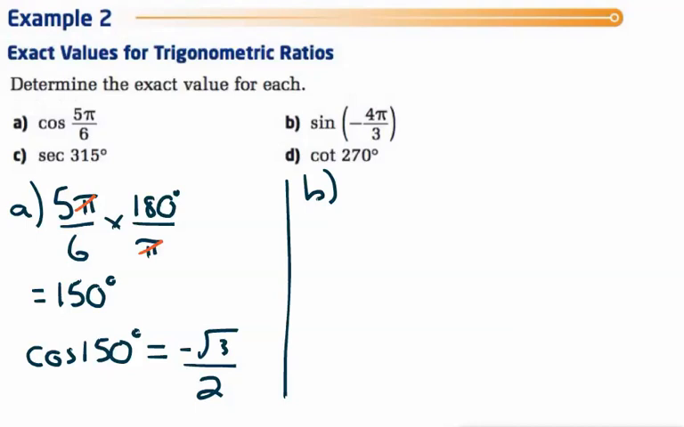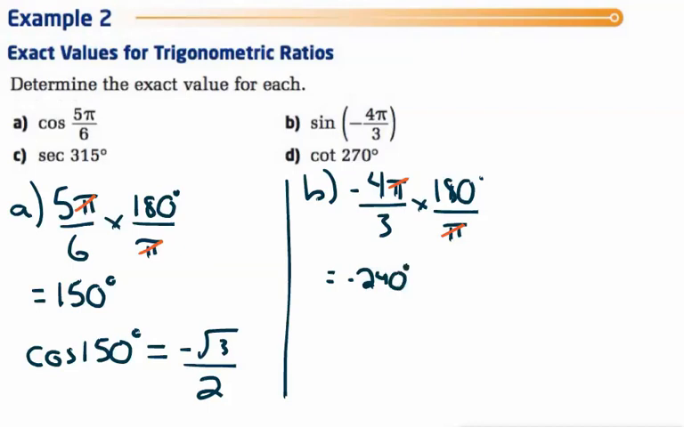B, same idea. We have a radian measure of -4/3 pi. Multiply that by 180 over pi. Cancel the pi's. Grand total of -240 degrees.